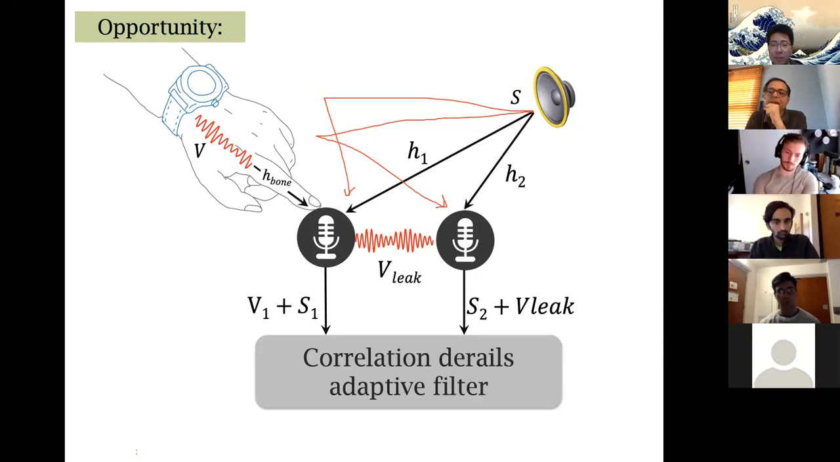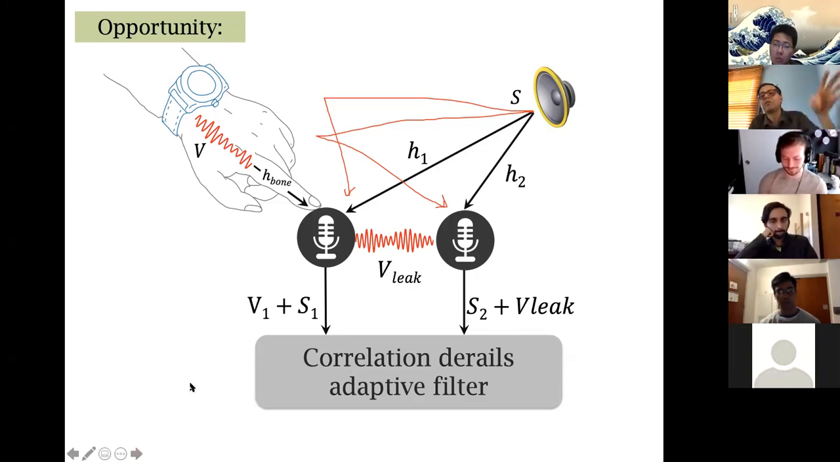And as a result of that, once the two signals get correlated, adaptive filtering starts to fail. We're not going to go in there, but one thing to remember just as a fact is that an adaptive filter works well when these two signals are uncorrelated. So correlation derails the adaptive filter. That's why things go down.